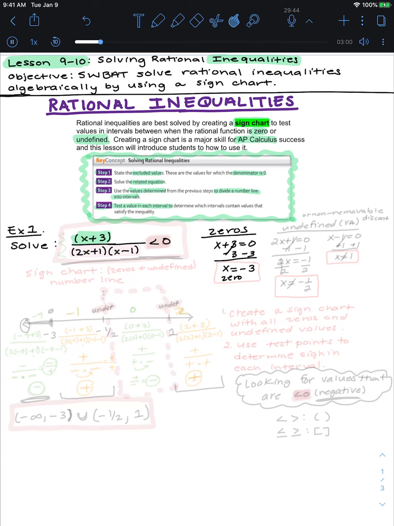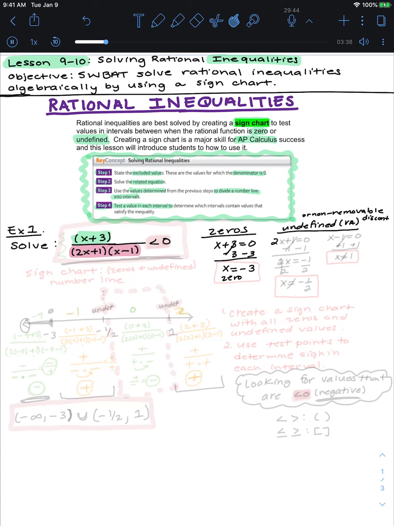But now I need to go ahead and find my undefined values. And my undefined values are going to pop up when my denominator is equal to 0. So these right here are going to be my undefined values. Or in other words, my vertical asymptotes for this situation, because these are non-removable discontinuities. So all of these words, guys, they're literally used to describe the same exact thing.